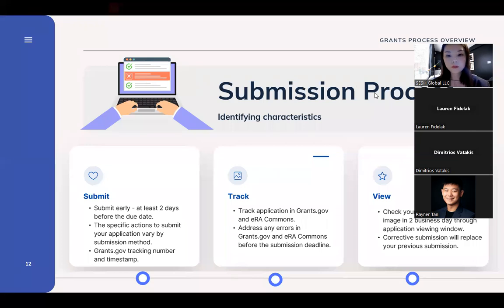And then you should get a grants.gov tracking number and a timestamp. So keep those for your records. It's important to keep track of your submission. And then you're able to track the application in the ERA Commons once you've submitted. And then you can address any errors in the ERA Commons as well before the submission deadline. So you're able to resubmit. On top of that, it will replace the previous submission. And then finally, once you've submitted, you can view your assembled application 2 business days after in the viewing window.